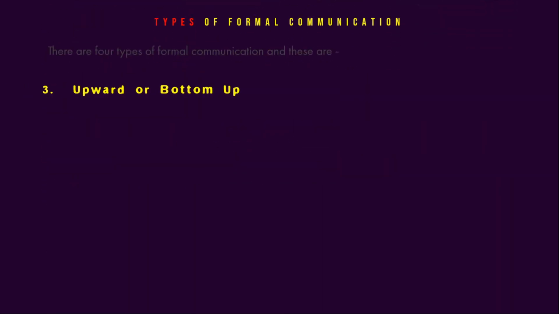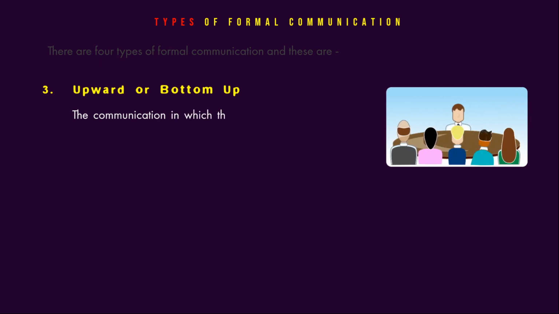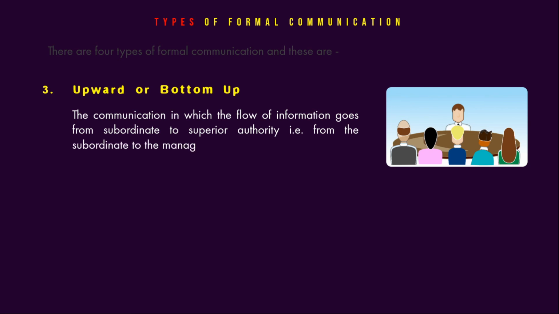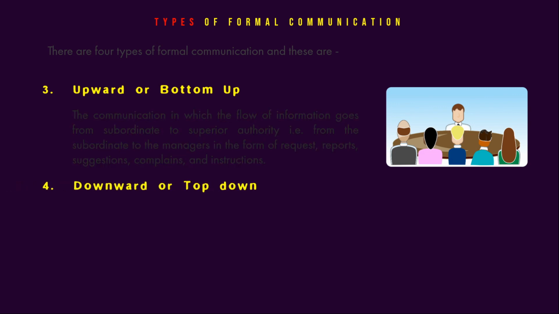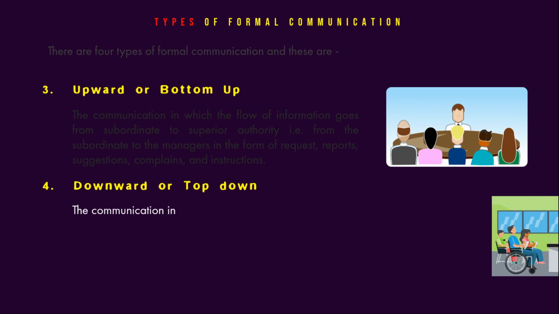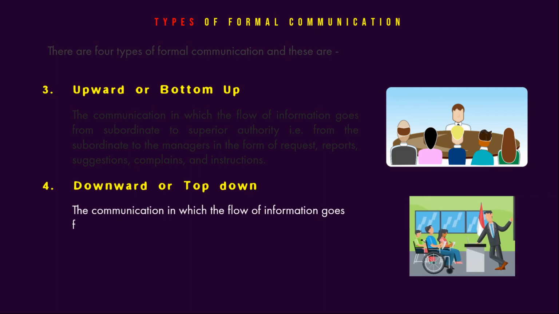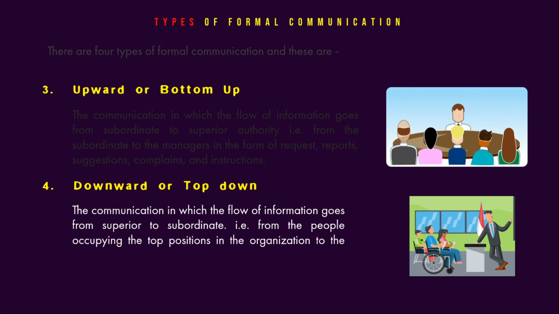Upward or bottom up: the communication in which the flow of information goes from subordinate to superior authority, that is, from the subordinate to the managers, in the form of requests, reports, suggestions, complaints and instructions. Downward or top down: the communication in which the flow of information goes from superior to subordinate, that is, from the people occupying the top position in the organization to the people at lower levels.